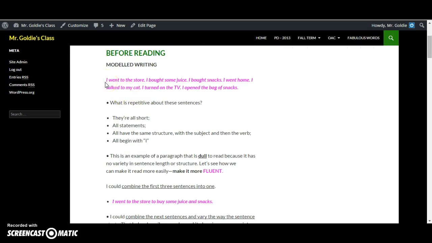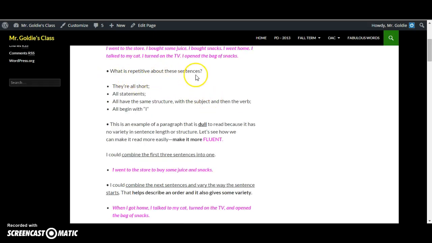Here's an example. I went to the store. I bought some juice. I bought snacks. I went home. I talked to my cat. I turned on the TV. I opened the bag of snacks. What is repetitive about these sentences?